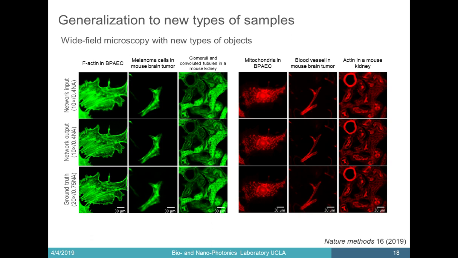In fact, the extended depth of field images we showed you previously is a mouse blood vessel, and it's a new kind of sample that the network has never seen before. It still generates an all-in-focus, high-resolution image.